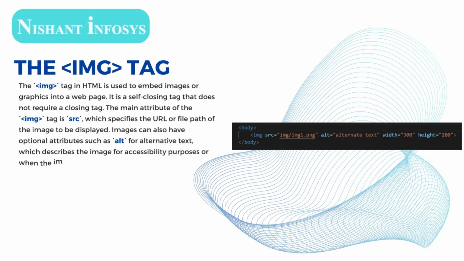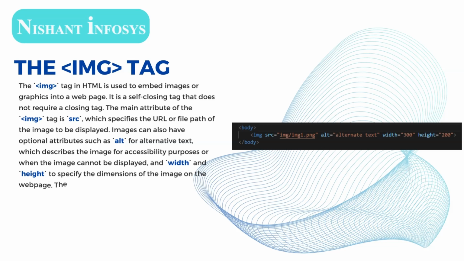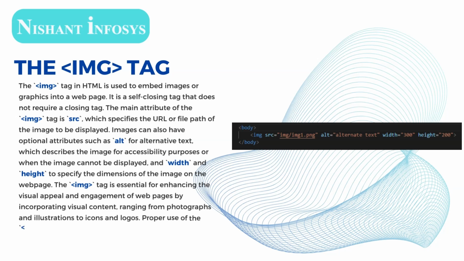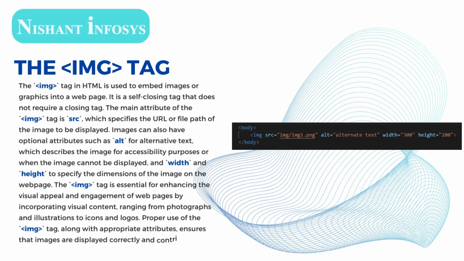Images can also have optional attributes such as alt for alternative text, which describes the image for accessibility purposes or when the image cannot be displayed, and width and height to specify the dimensions of the image on the web page. The img tag is essential for enhancing the visual appeal and engagement of web pages by incorporating visual content, ranging from photographs and illustrations to icons and logos.